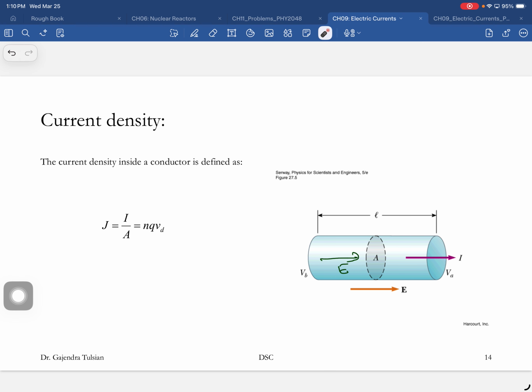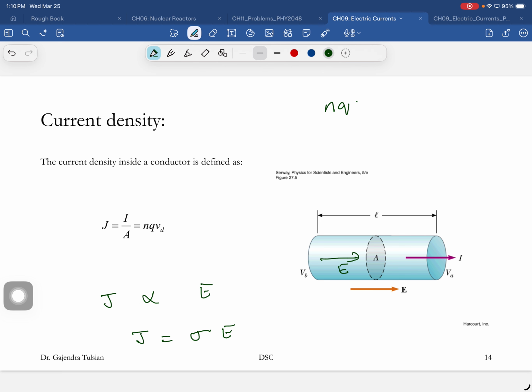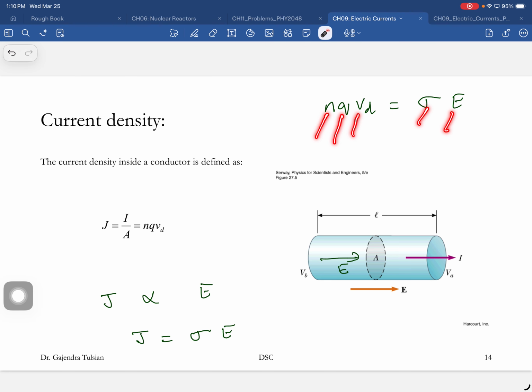Current density is proportional to the electric field, and the proportionality constant is called the conductivity of the material. So let's write this: J equals rho Q v_D, where this is the charge density, that's the charge of the carrier, this is the drift velocity, sigma is the conductivity of the material, and this is the electric field.